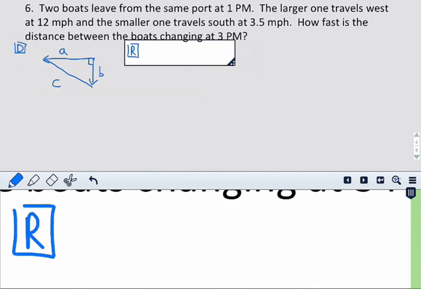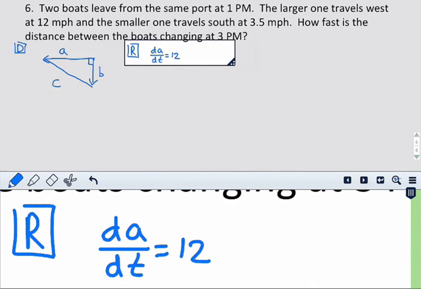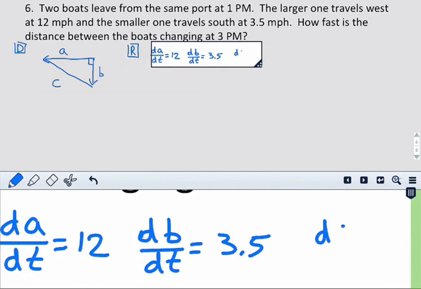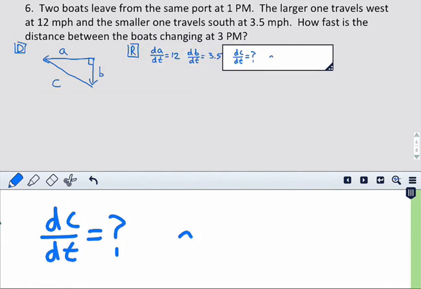So let's deal with our rates. We know that the one traveling west is 12 miles per hour. So what that means is dA over dt is going to equal 12. And the one traveling south is 3.5 miles per hour, so dB over dt has to equal 3.5. We want to know how fast the distance between them is changing, and that's going to be dC over dt. And we want to know this at 3 p.m.